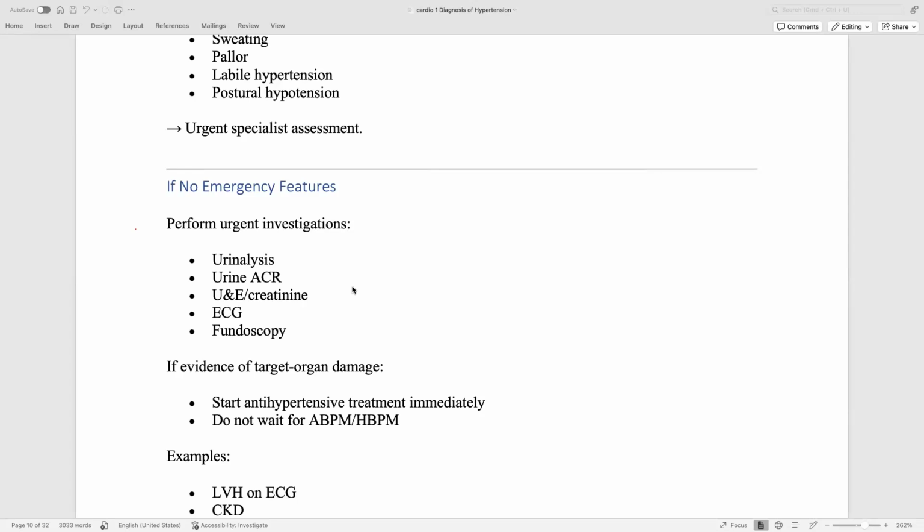No need for home monitoring. No need for ambulatory device. Why does a patient not need home monitoring or an ambulatory device if the patient is having organ damage? Can someone give me the logic behind this decision, behind this approach?